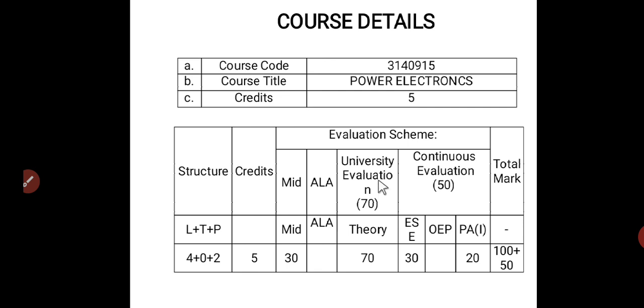Credit 5. And this is the evaluation scheme, in which 30 marks of mid exam and 70 marks the external theory exam, and continuous evaluation of 50 marks is for practical work. So 30 marks of ESE means external viva and 20 marks of PA internal viva. So total 100 marks of theory and 50 marks of practical, so total 150 marks.